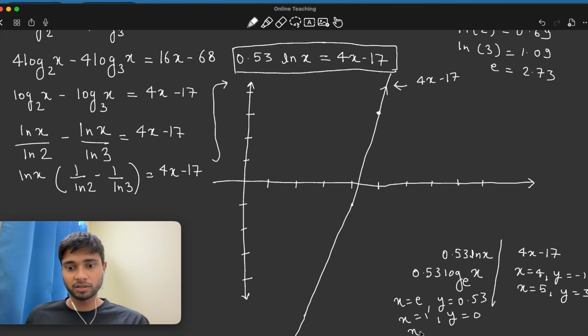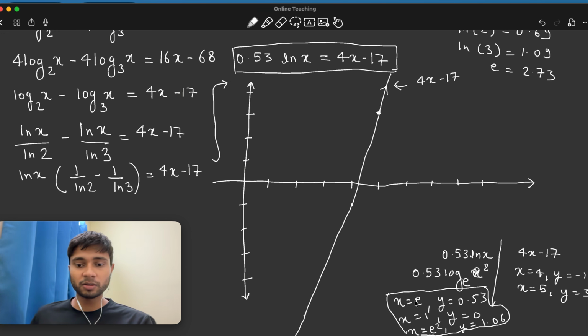When x is equal to e square, 2 will come out and log e again is 1. So 0.53 into 2, y is equal to 1.06. Okay, so these three values we can easily figure out. So x is equal to e, as I told you, the value of e is 2.73.